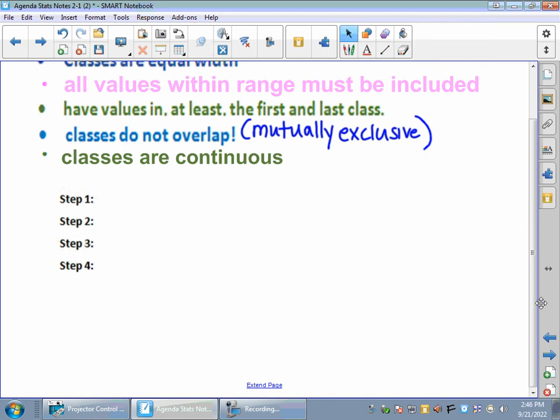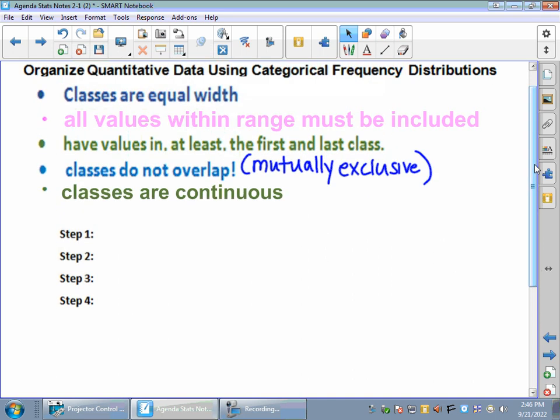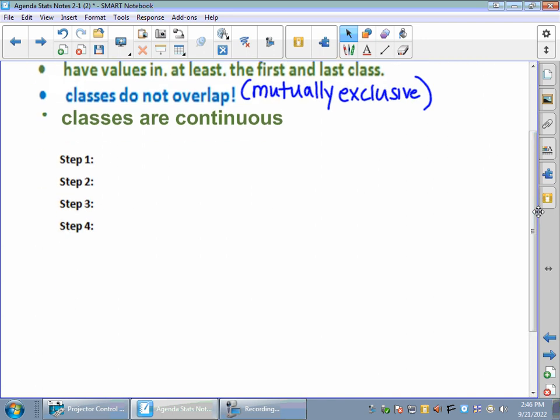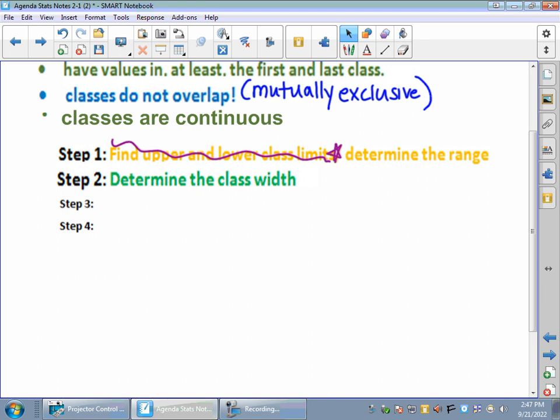But here's what we do. In order to create a frequency distribution table with all of these important qualities, the first thing you need to do is determine the range. This is the important part. Remember, range is highest minus the smallest. So you have to look at your data and see what you got. The range is important because you're going to use it in step 2 to determine the class width.